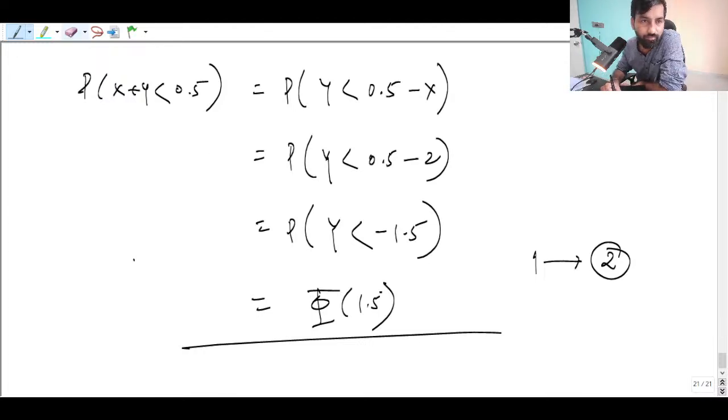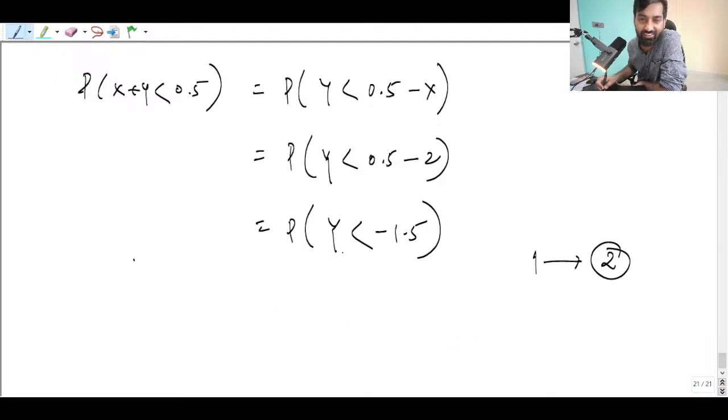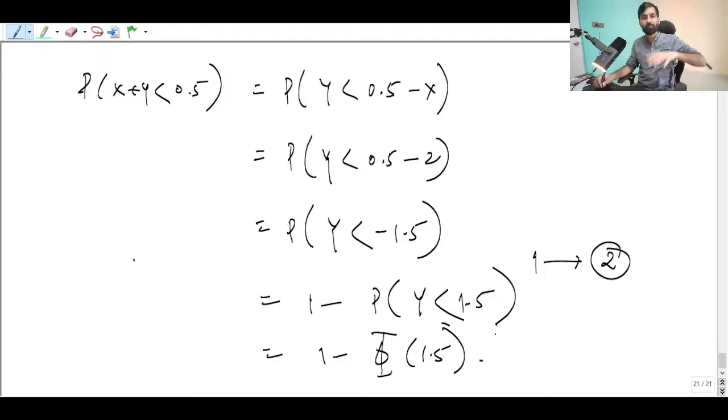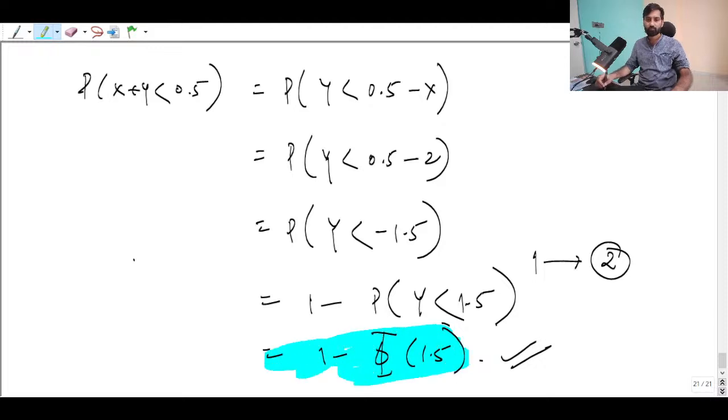I mean, you can understand this. ठीक है, इसको आप कैसे लिखोगे? This is nothing but 1 minus the probability of n. I should write like this. So 1 minus the phi of 1.5. Please remember this. Okay, I made the mistake over there. तो ये आप टेबल आपको दिया रहेगा, and this you can refer from the table.